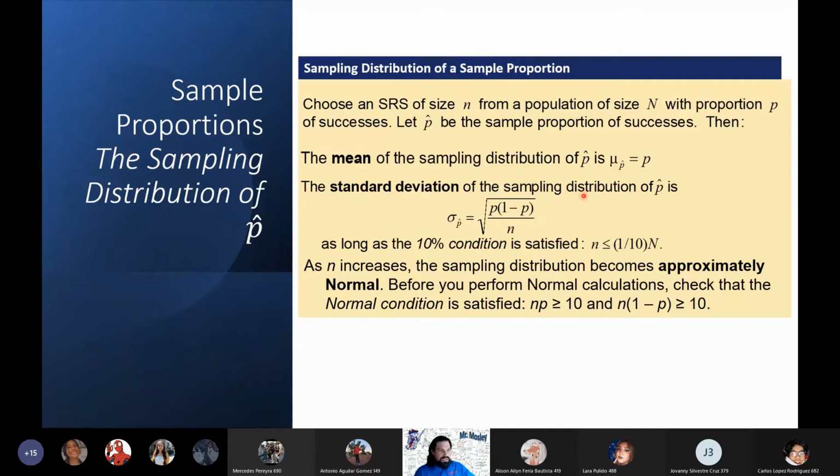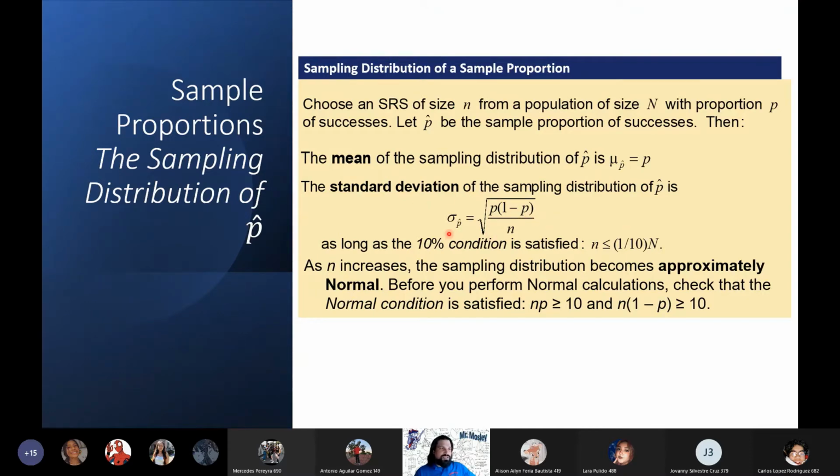The standard deviation of the sampling distribution of p hat is the square root of p, the proportion of successes, times the proportion of not successes, 1 minus p. These two things that you're multiplying should add up to 1. So if you have 0.45 orange candies, that's a success. Then you have 0.55 not orange candies, that would be the 1 minus p. You multiply them together, divide by the size of your simple random sample, and then you take the square root of that number, and that's our standard deviation.